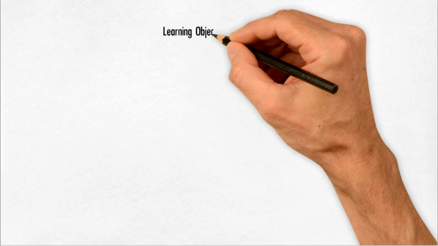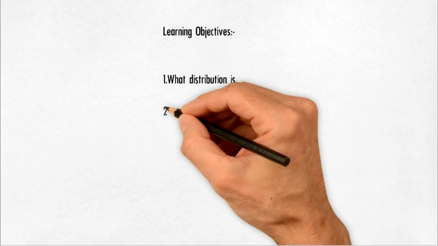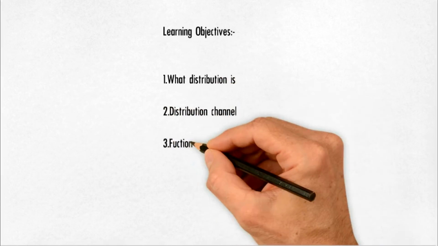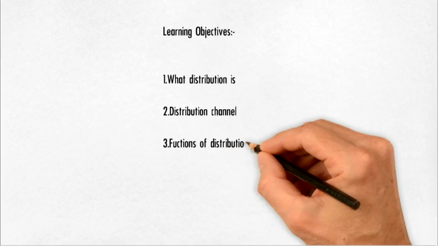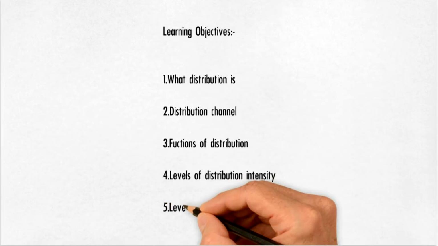Today we're gonna discuss levels of distribution. Learning objectives are what distribution is, distribution channel, functions of distribution, levels of distribution intensity, and levels of distribution.